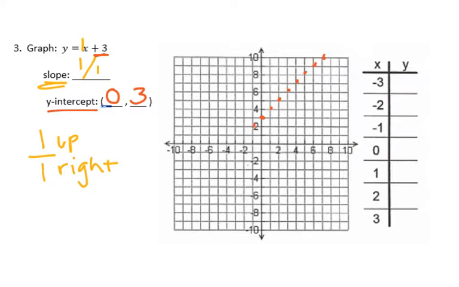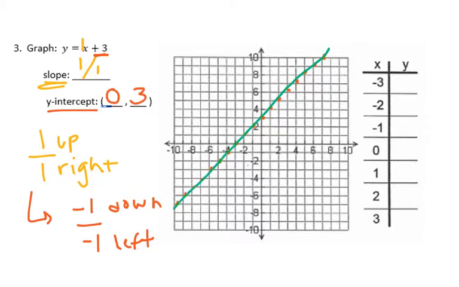And of course, it does then continue going backwards as well. And that's because instead of positive 1 over positive 1, we could also have negative 1 over negative 1, which means that we would go down 1 and then left 1. So either way, we're going to make this diagonal here. And so now I connect each of those. And that is my equation of y equals x plus 3, my graph.